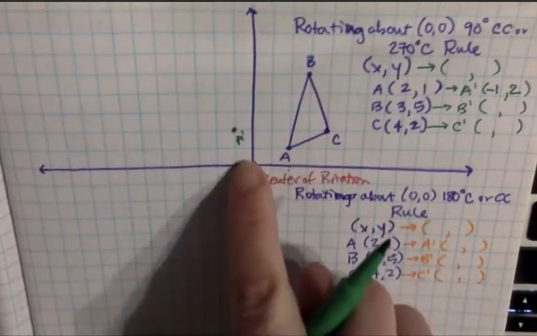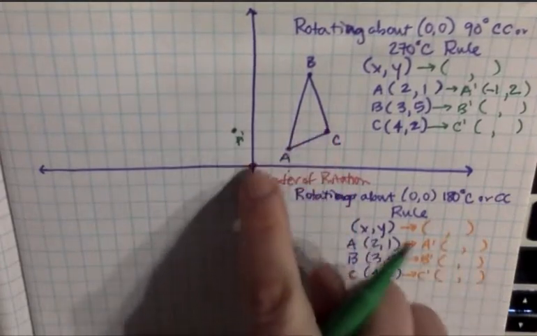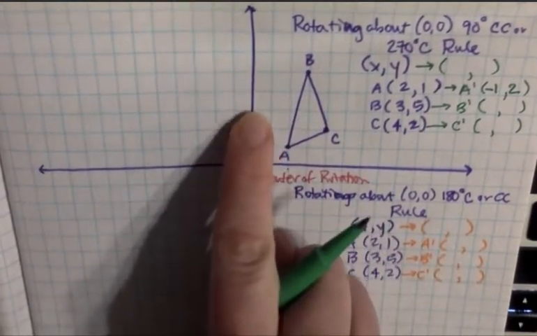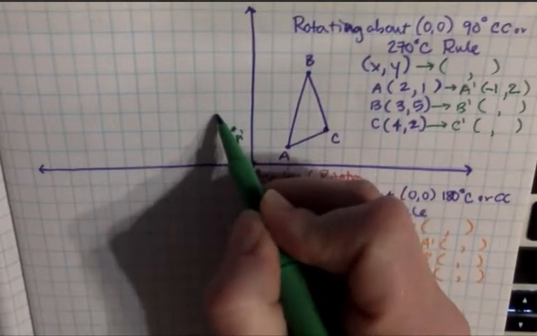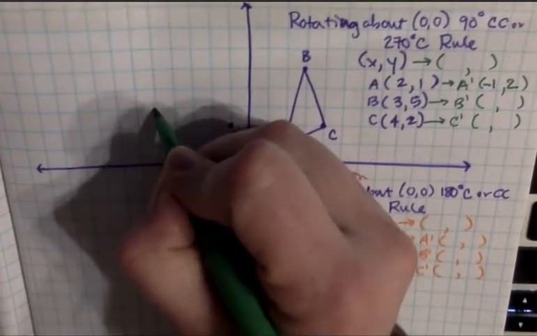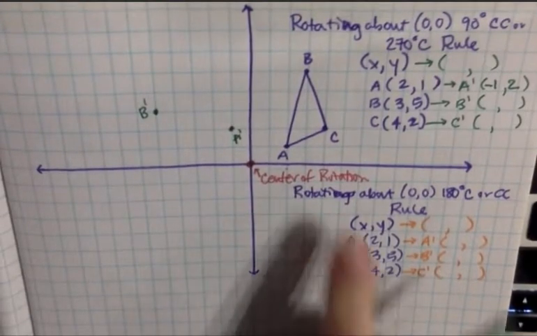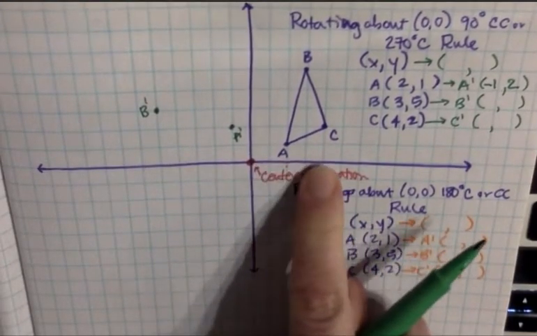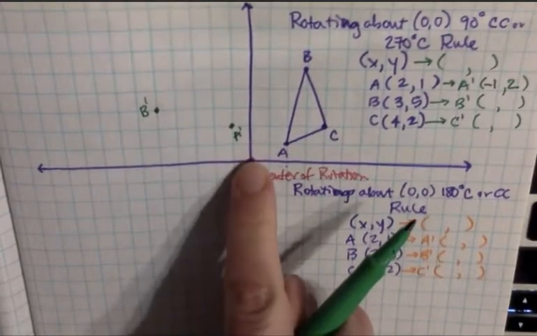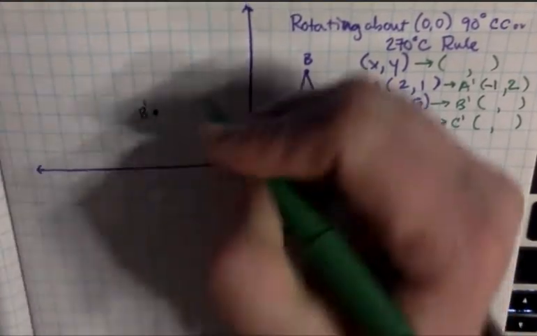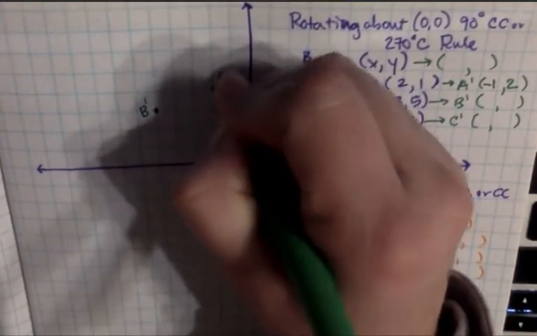We're now going to look at this in terms of where it's at, and we're going to say 3 units up and 5 units to the left. 1, 2, 3, 4, 5, and we're going to make a new point here for B prime. C is 4 units to the right and 2 units up, so we're going to go 4 units up and 2 units to the left to draw our C prime point.